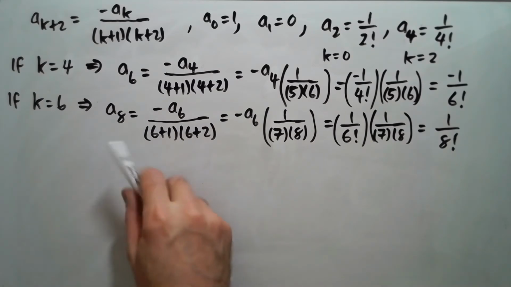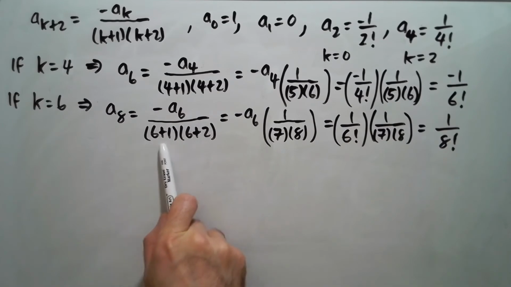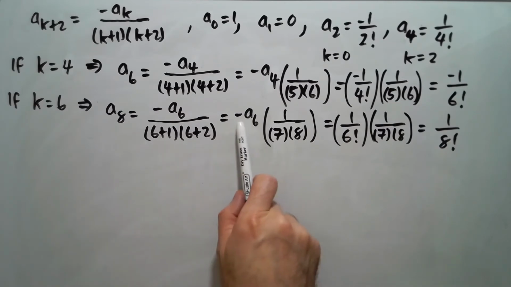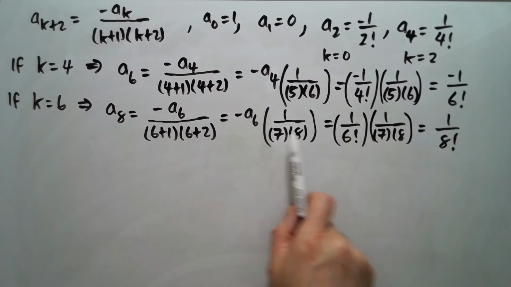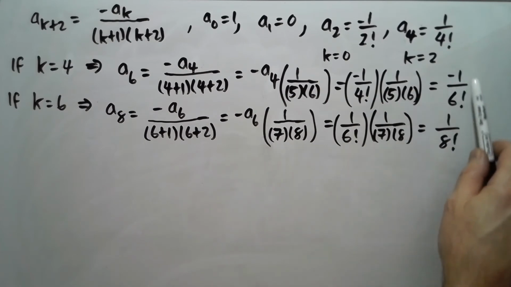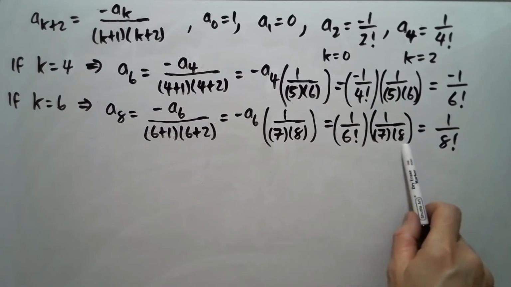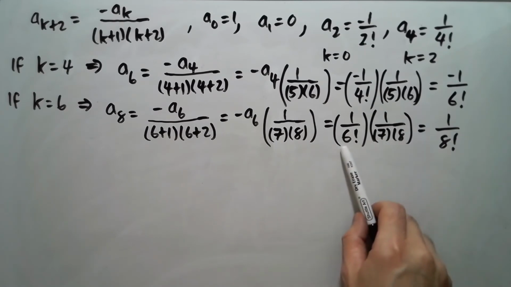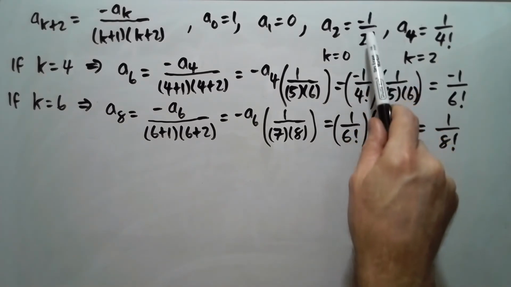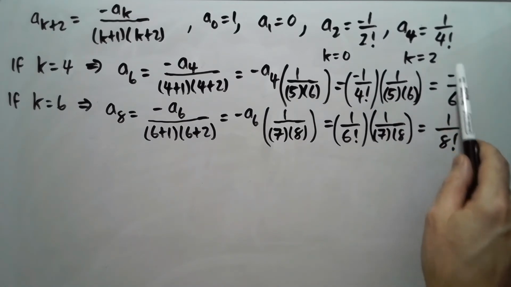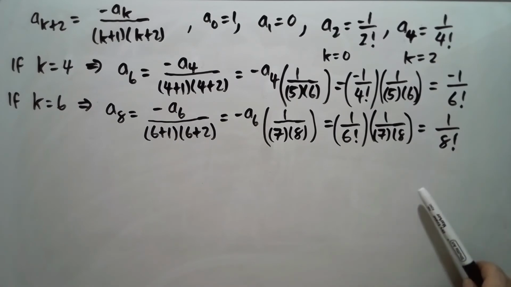Okay, so when k is 6, putting 6 here, a8 equals negative a6 over 6 plus 1 times 6 plus 2. So that's negative a6 times 1 over 7 times 8. And the a6 guy is negative 1 over 6 factorial, but there's a minus sign, so it's going to become plus 1 over 6 factorial times 7 times 8. And 7 times 8 times 6 factorial is 8 factorial. Okay, so it went negative 1 over 2 factorial, 1 over 4 factorial, negative 1 over 6 factorial, 1 over 8 factorial. So you can probably guess the next one should be negative 1 over 10 factorial.